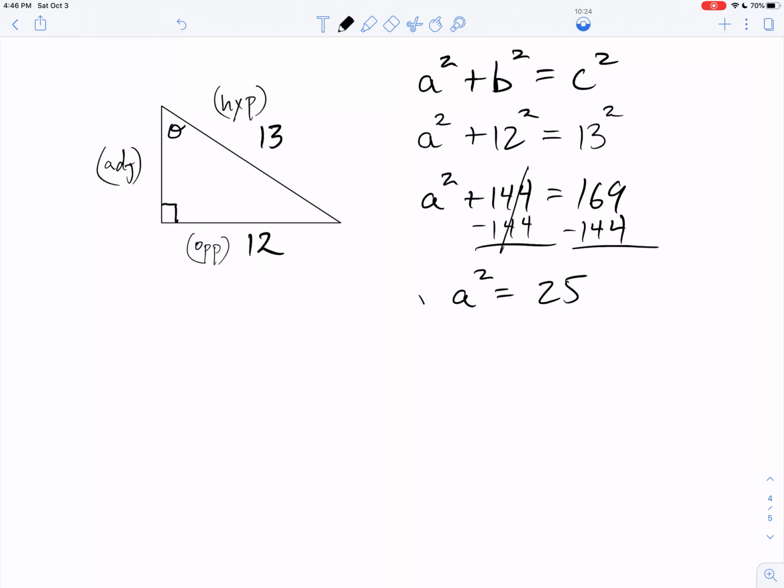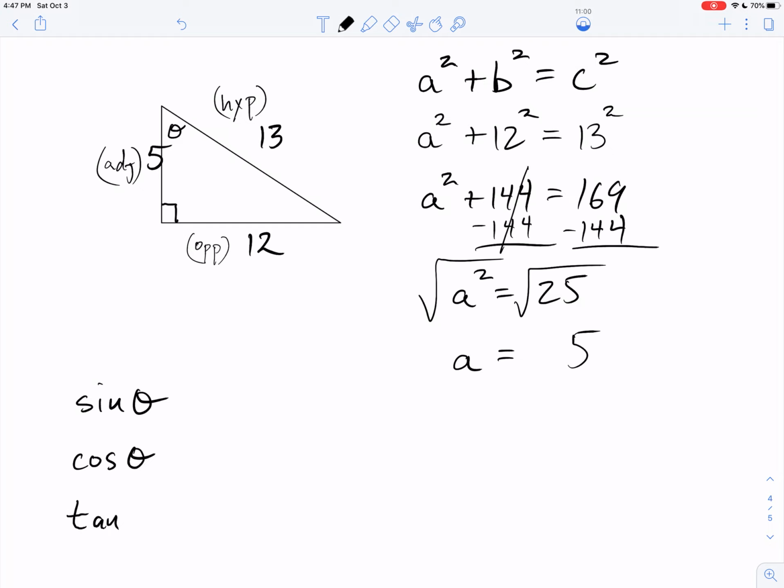And I go, hey, I was just here, but it was a little bit different how I got here, because this time I'm looking for the missing leg. Algebraically, I would say a equals plus or minus 5. But we don't need the plus or minus. We're just going to deal with positive 5. So the missing piece here, this adjacent piece, is 5. Hey, guess what? They still want me to find the sine of angle theta, the cosine of angle theta, and the tangent of theta.